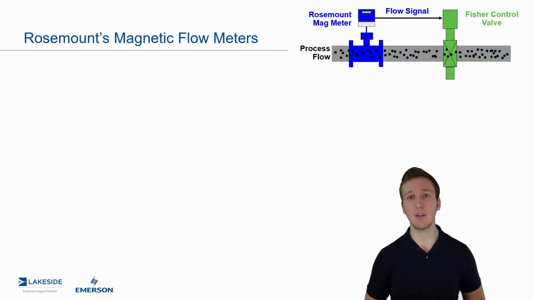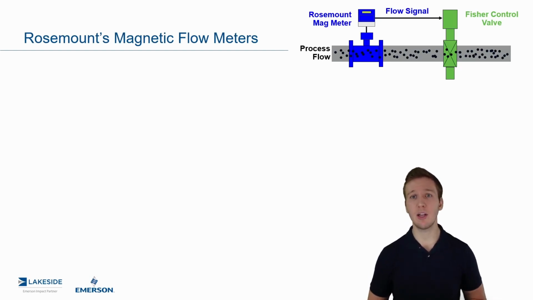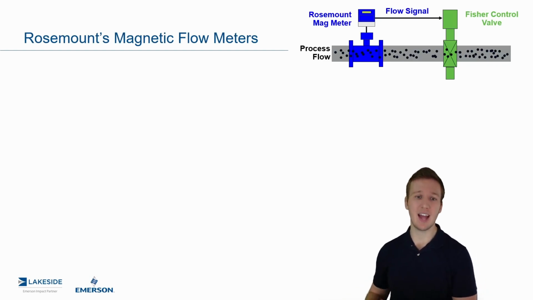So let's walk through an example, and I'll show you how this was traditionally handled versus how we now handle this today. In this example, we have a Rosemount magnetic flow meter that's upstream of a Fisher control valve, and we have a flow control loop. Ultimately, we're trying to control a specific flow rate out of this control valve to that downstream process. Maybe it's to a reactor, let's say.